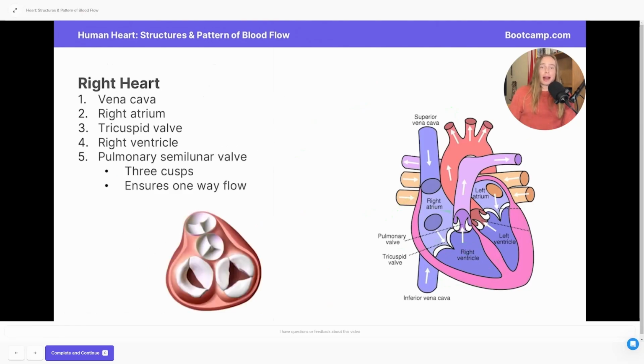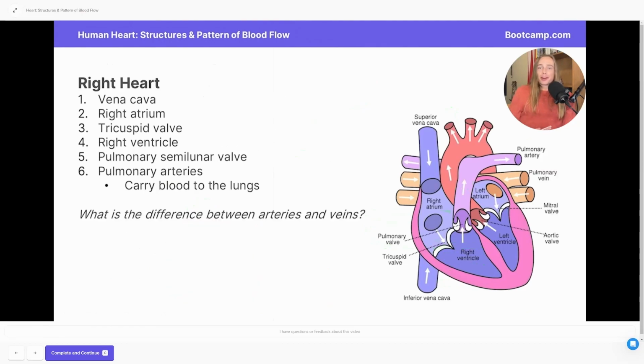In order to leave the right ventricle, we have to pass through our pulmonary semilunar valve. Notice that both of the semilunar valves can be seen here, and they both have 3 cusps. The purpose of the pulmonary semilunar valve is to make sure that no blood can flow back from this vessel into our right ventricle.